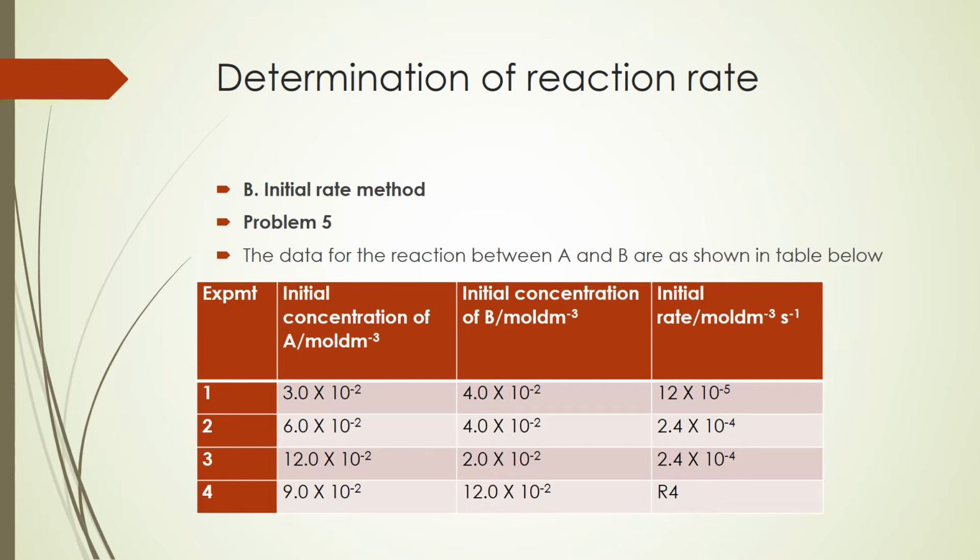For the initial concentration of A, from experiment 1 to 4, we have 3.0 times 10 minus 2, 6 times 10 minus 2, 6 times 10 minus 2, 12 times 10 minus 2, and 9 times 10 minus 2. For B, we have a constant B at experiments 1 and 2, reduced B at experiment 3, and higher B, probably an excess of B, at experiment 4. And the initial rate changes: at experiment 1 we have 12 times 10 minus 5, which increases to 2.4 times 10 minus 4.